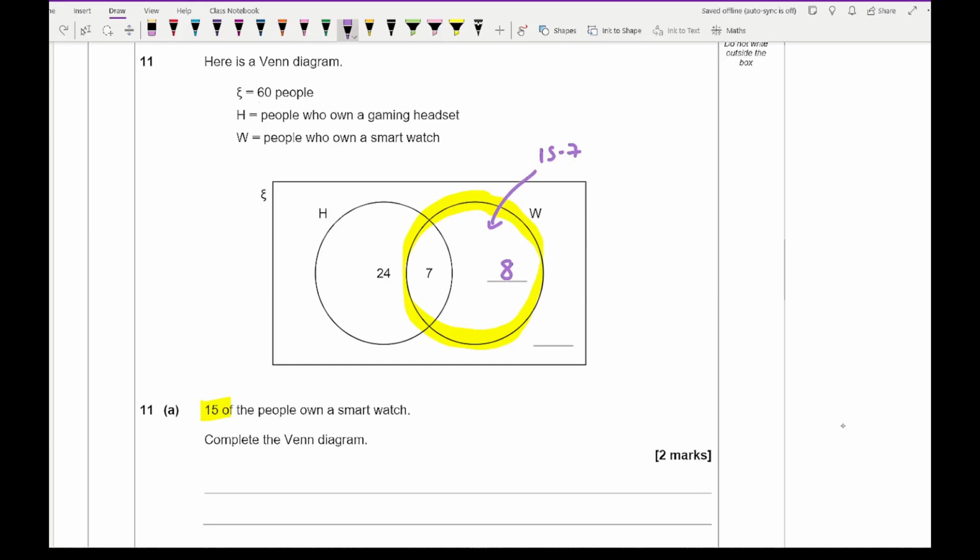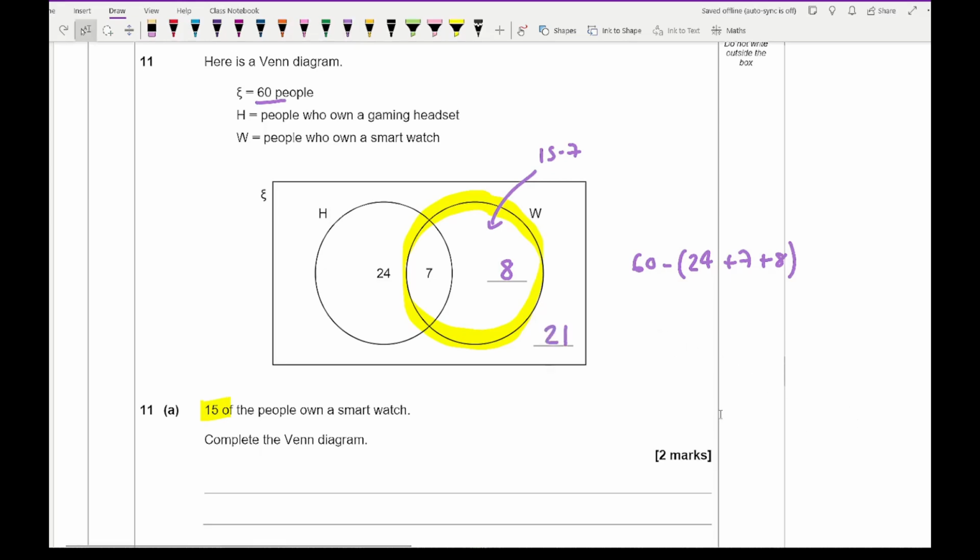And then from this we know that the total is 60. So all we need to do is 60 minus the numbers that we've got, which is 24 plus 7 plus 8. And that gives me an answer of 21.